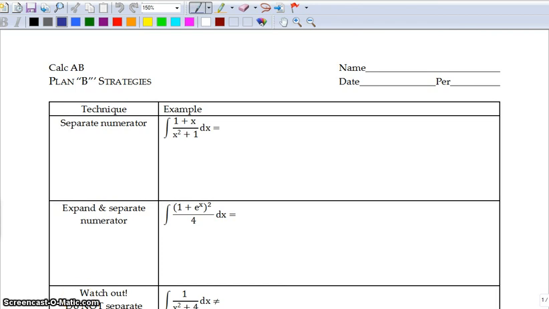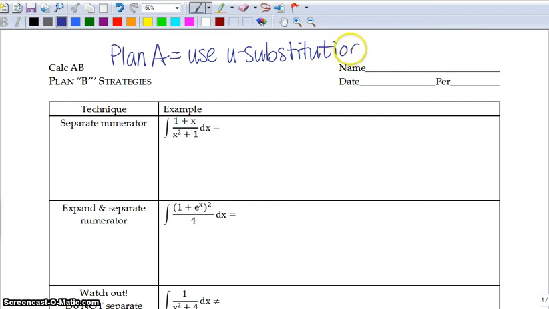All right, here we are at Plan B techniques. Remember, Plan A is always use U substitution. So now we see what we have to do if we can't use U substitution right away.